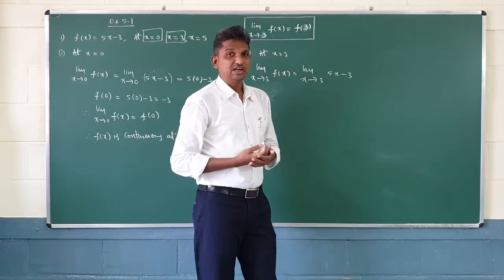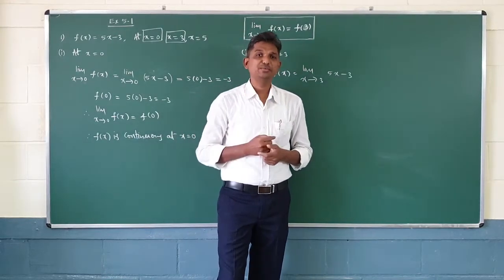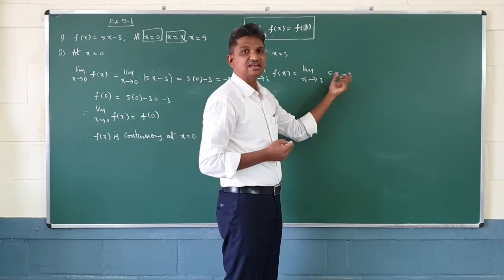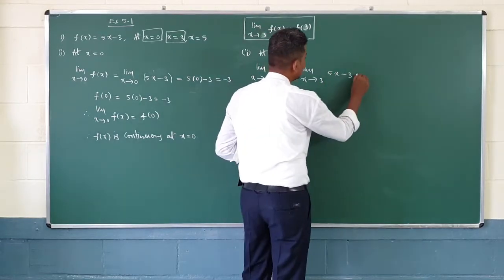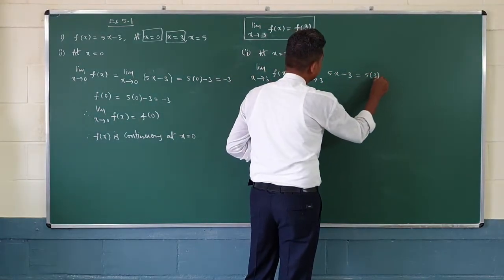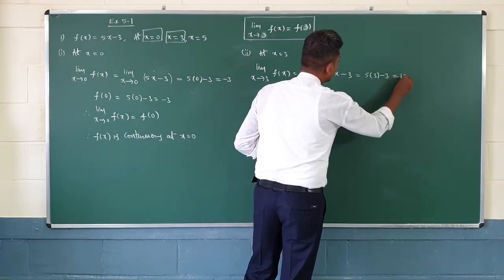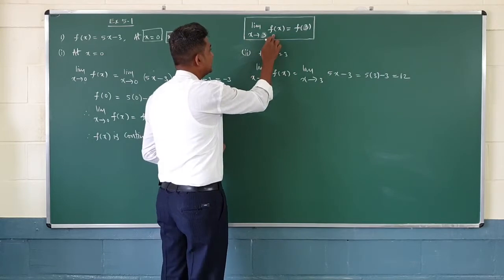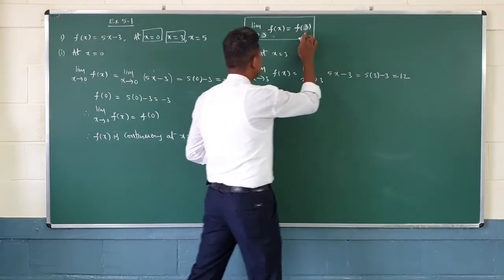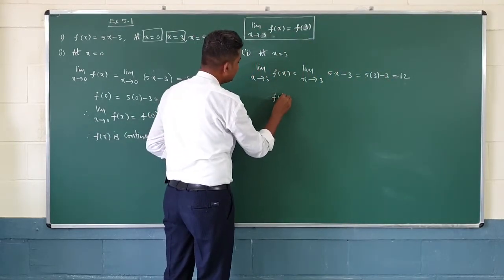In the limits chapter we learned that for any problem we first try the direct method. Wherever x is there, put 3. What will you get? 5 into 3 minus 3. 5 threes are 15. 15 minus 3 is 12. Okay, now I calculated this value. I got 12. Now you calculate f of 3.